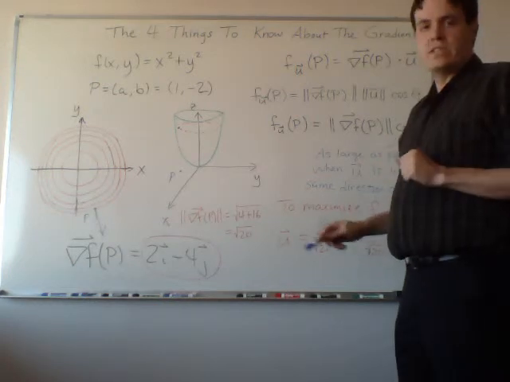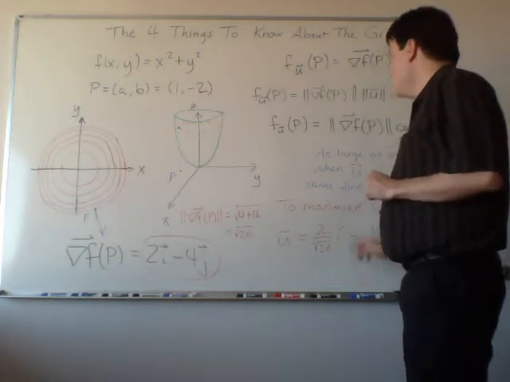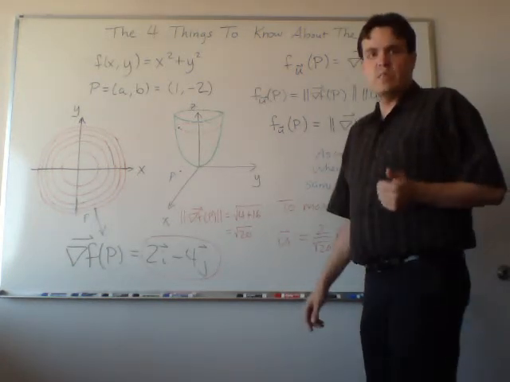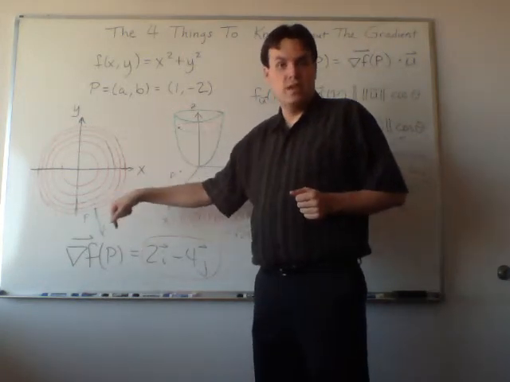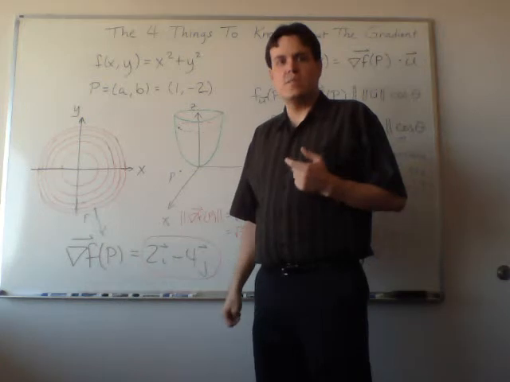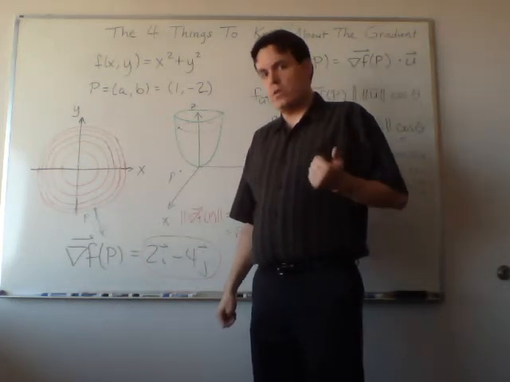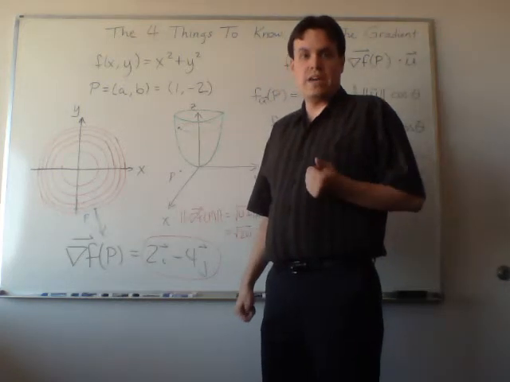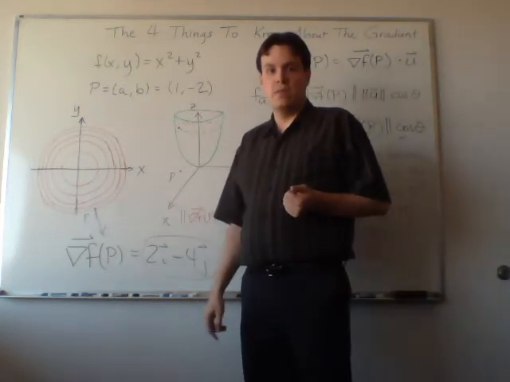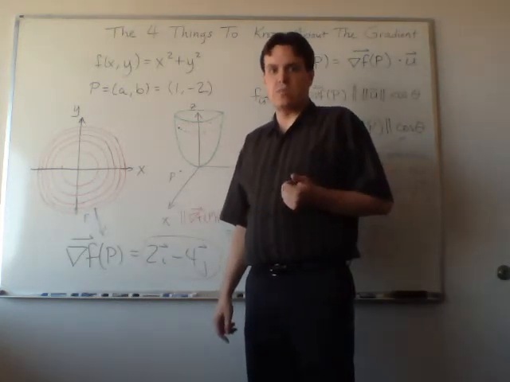But let's review what we've done here. Because what we've shown is that the maximum rate of change from P can be found in the direction of the gradient. That's something you've heard before. It may have been stated a bit differently. I think what you heard from the book or from your instructor is that the gradient gives the direction of the maximum rate of change at P, or the gradient is the direction of the maximum rate of change.